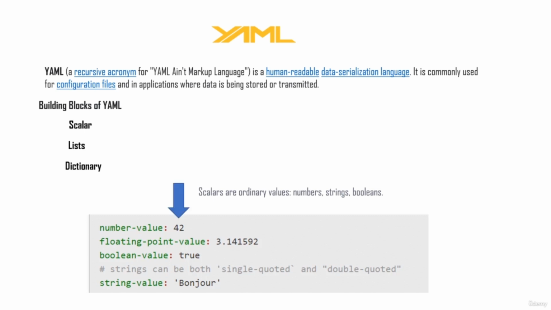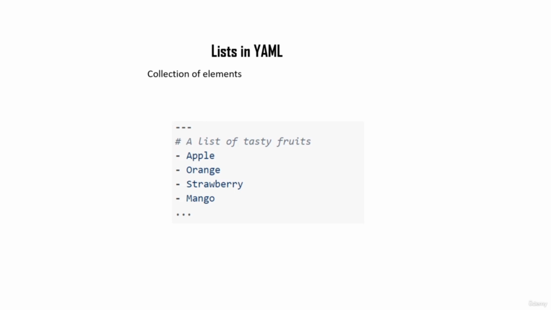Now let's look at lists. Lists are basically a collection of elements. The syntax for the list looks something like this. Every element of the list is indented and starts with a dash and a space. So here is a list of fruits. You can see that the list includes apples, oranges, strawberries, and mangoes.